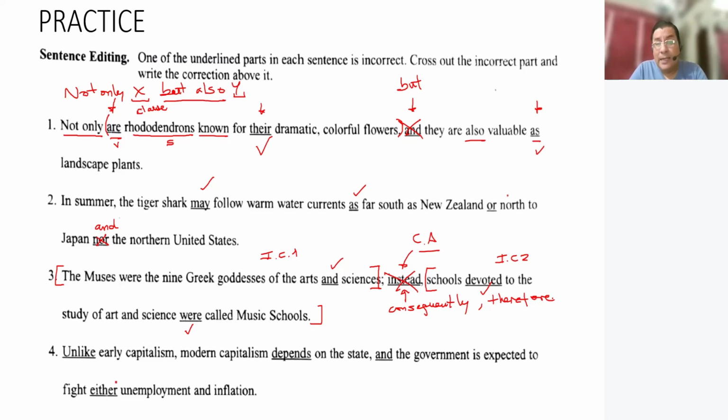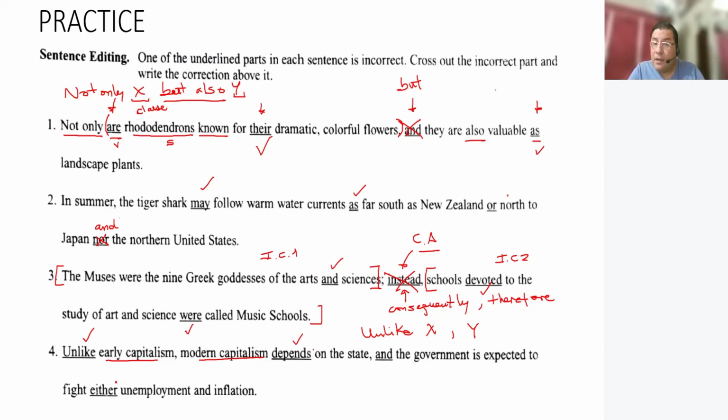Number 4, unlike early capitalism, modern capitalism depends on the state and the government is expected to fight either unemployment and inflation. Okay, notice here at the beginning, there's this formula that we have unlike X, something is said about Y. And so we're comparing early capitalism versus modern capitalism. This is properly placed here. Then said modern capitalism depends on the state. Also correct placement of a conjugated verb. Also agreement between subject and verb.